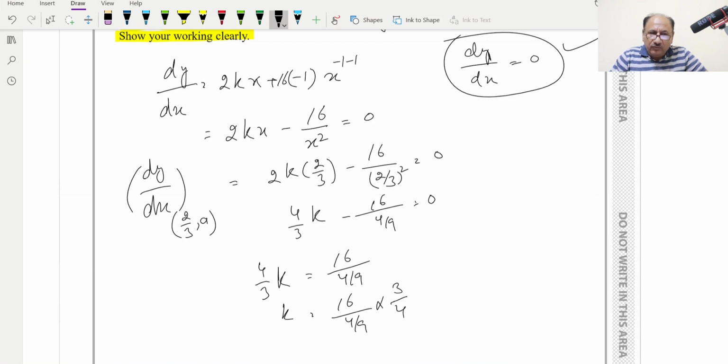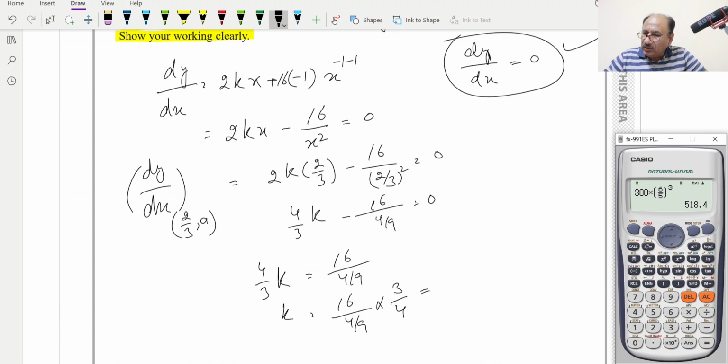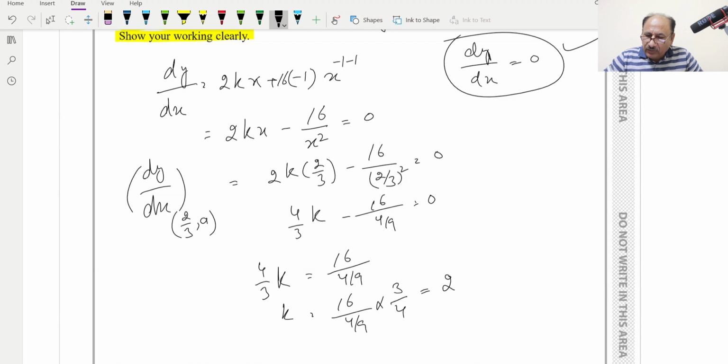So this value will be 16 over the fraction 4 over 9, multiplied by 3 by 4, and this is equal to 27. So k is 27.